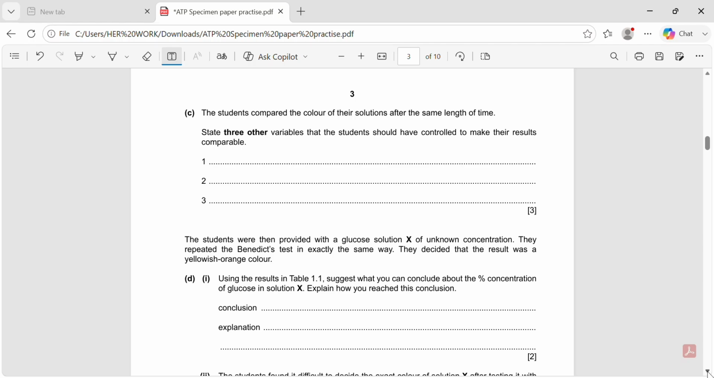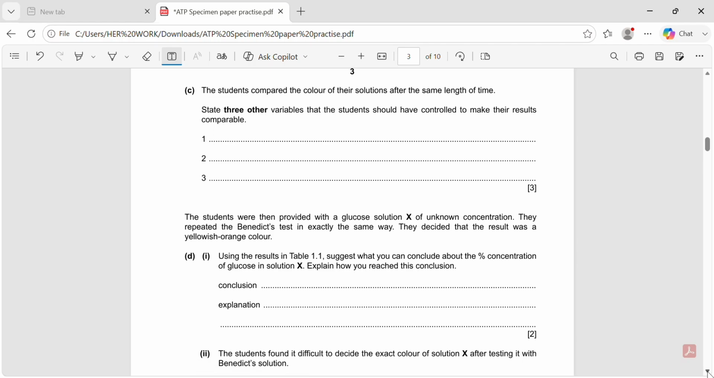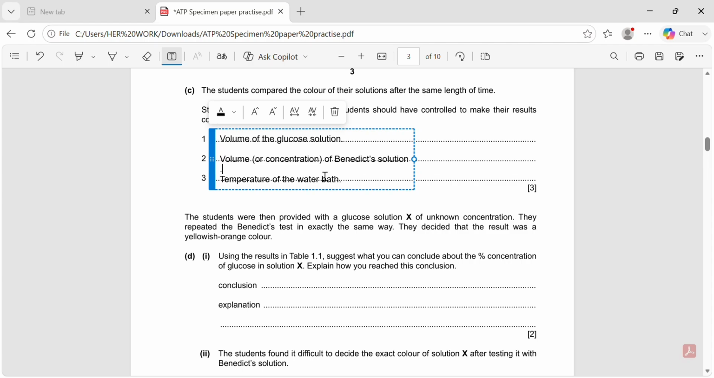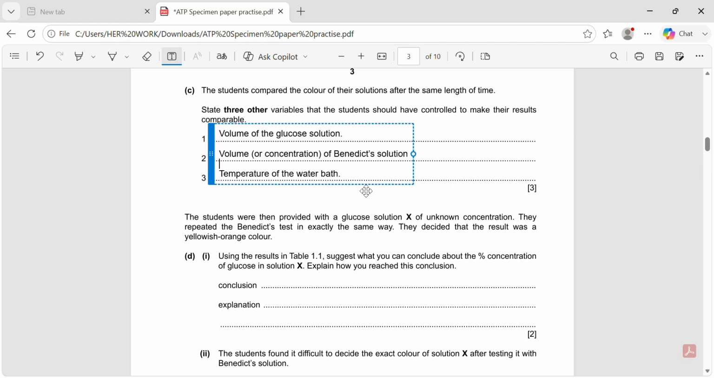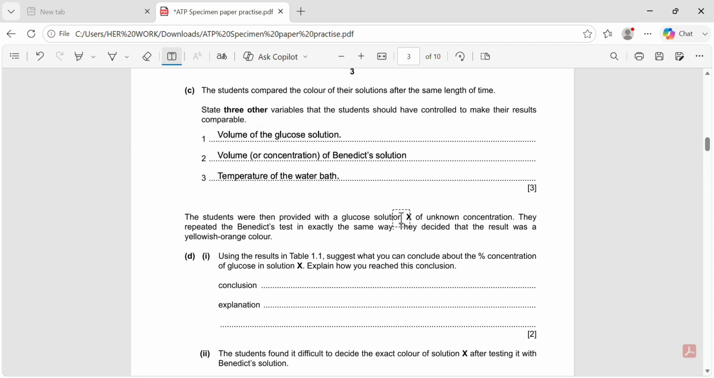The next question asks, state 3 other variables that the students should have controlled to make their results comparable. Whenever you carry out a fair test, all variables except the one being investigated should remain the same. So the answers we write are, volume of the glucose solution, volume or concentration of Benedict's solution, and temperature of the water bath. The next question asks, using the results in table 1.1, suggest what you can conclude about the percentage concentration of glucose in solution X. Explain how you reached this conclusion.